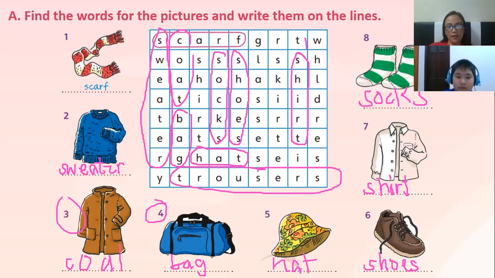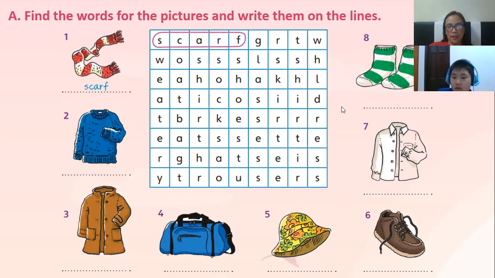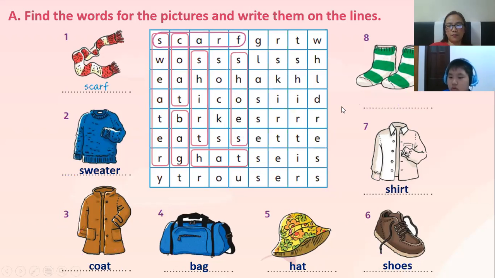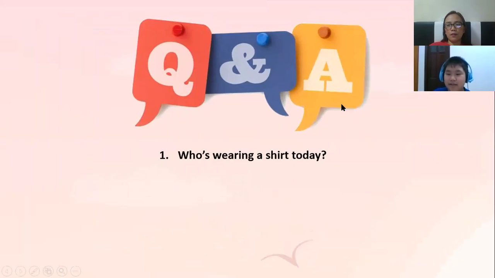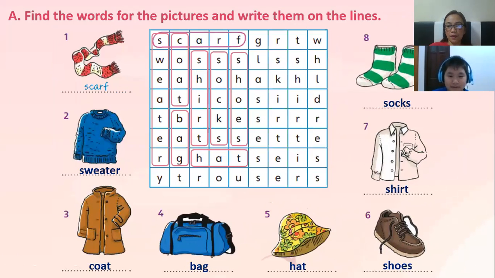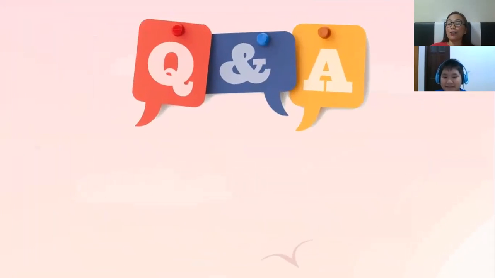Okay, can you read them all, baby? Scarf, sweater, coat, bag, hat, shoe, shirt, sock. Shirt and shoes. Sock. Very good. Okay, baby. What can you see? I can see it. Okay, but we don't have pictures of it.